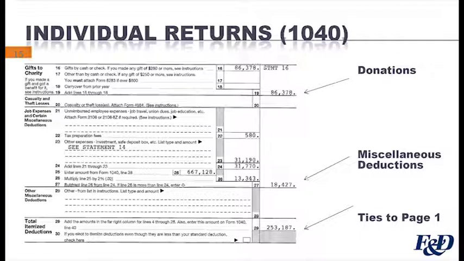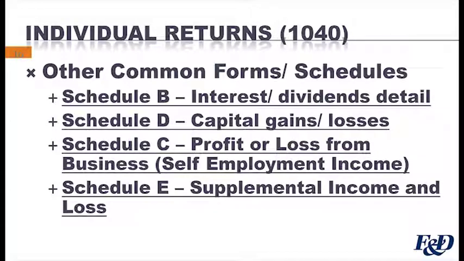Finally, the sum of all these items is reported as your total itemized deductions and carried forward to the second page of your individual income tax return. Other common forms you may see in a 1040 return are your interest and dividend detail, which is listed out on your Schedule B. You'll list the investment company or bank in which the income or interest was earned. Schedule D calculates capital gains and losses.